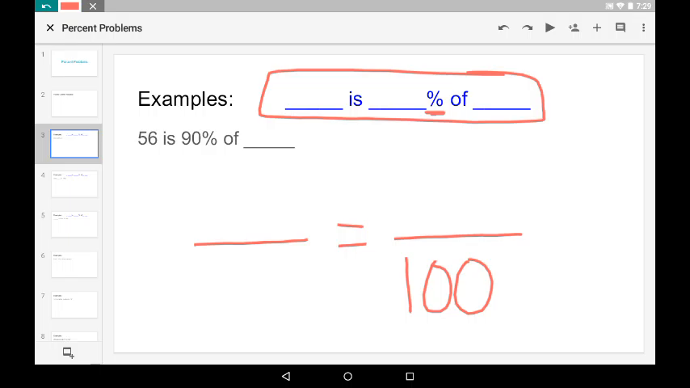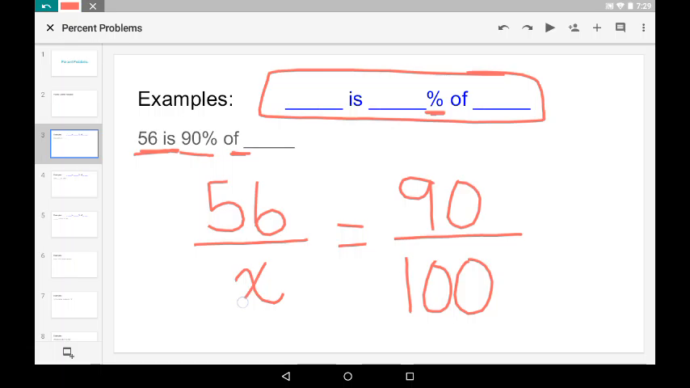So first example, 56 is 90% of blank. So 56, there's the keyword is. So 56 goes right here because is is on the top of your foldable. 56 is 90%, so 90 goes over 100, 90%. Of what number? Of is the keyword here, so X or N or whatever letter you want to use goes on the bottom.